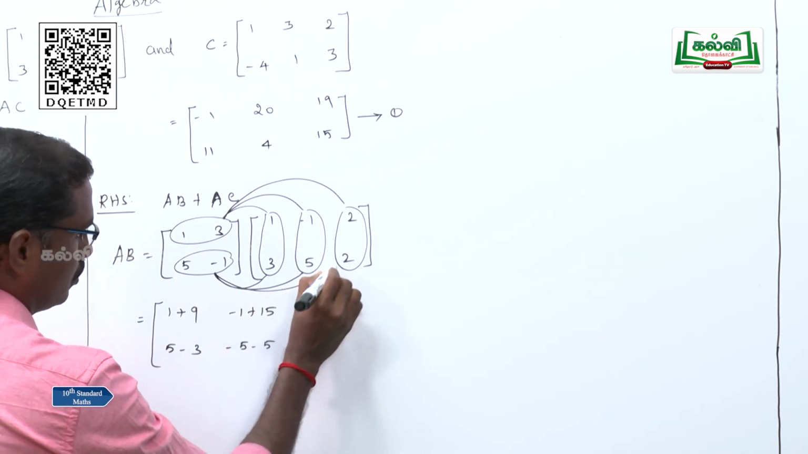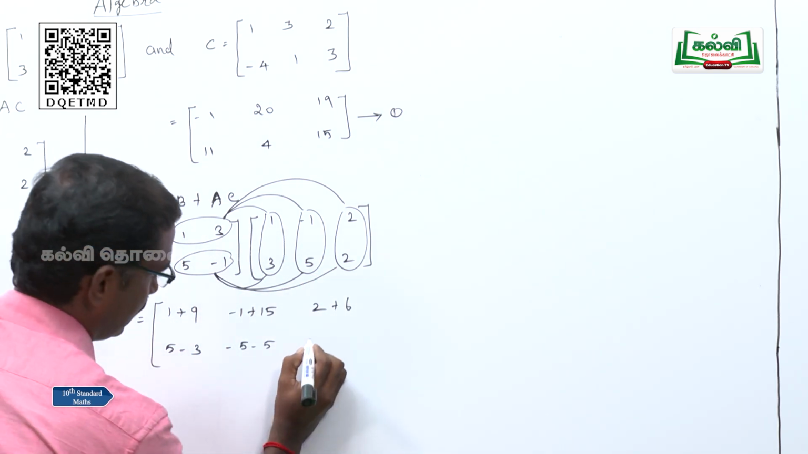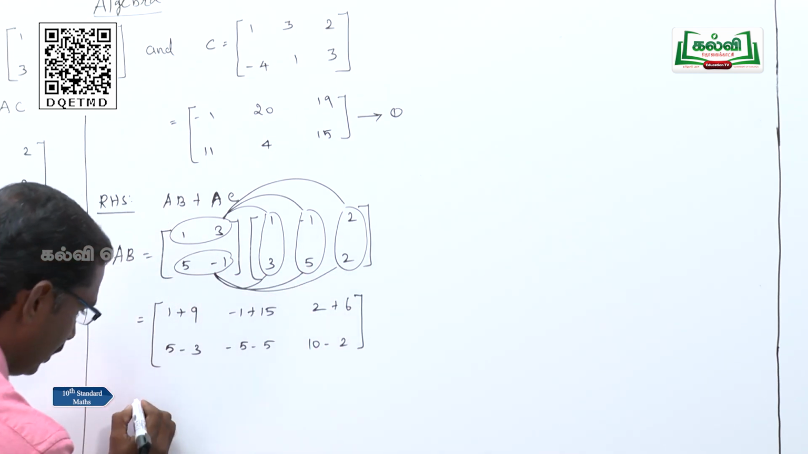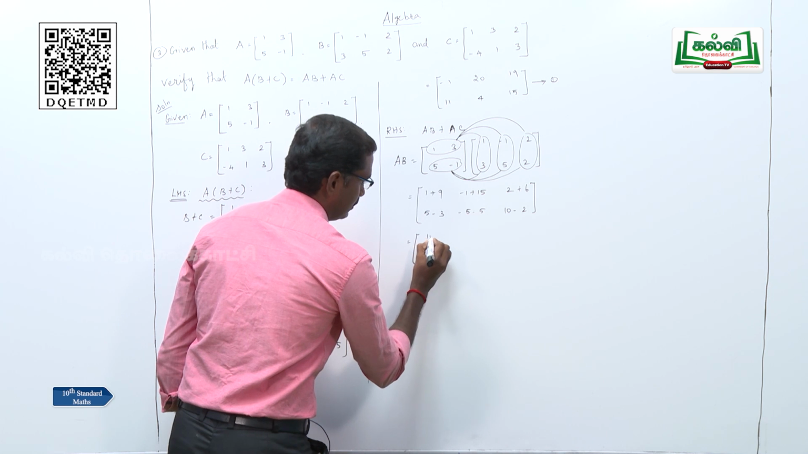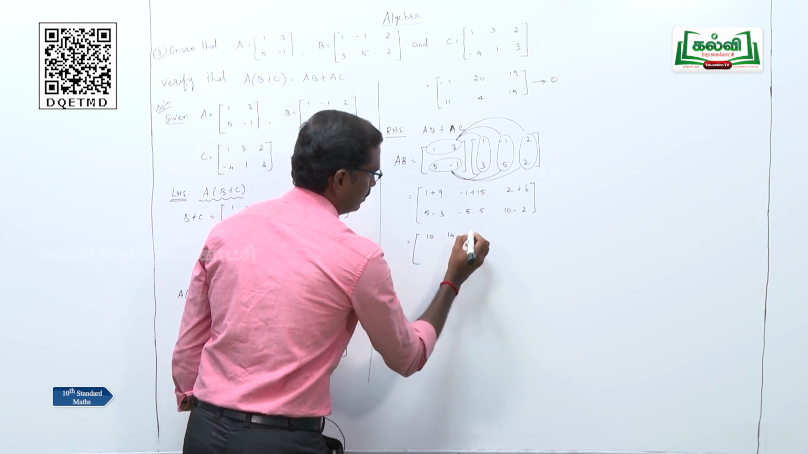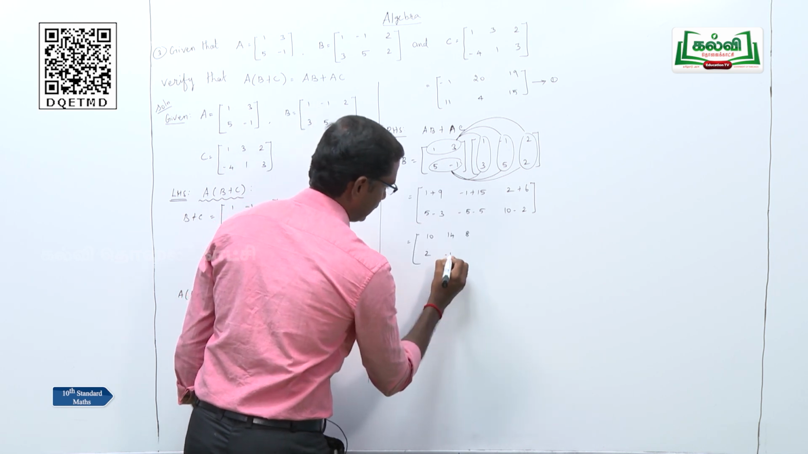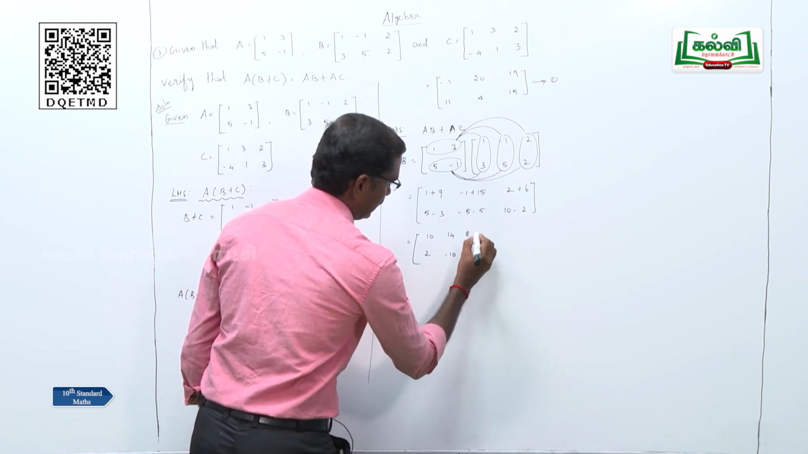Last, second row third column: 5 2s are 10, minus 1 2s are minus 2. Simplify, you will get 10, 14, 8 and then 2, minus 10, 8.